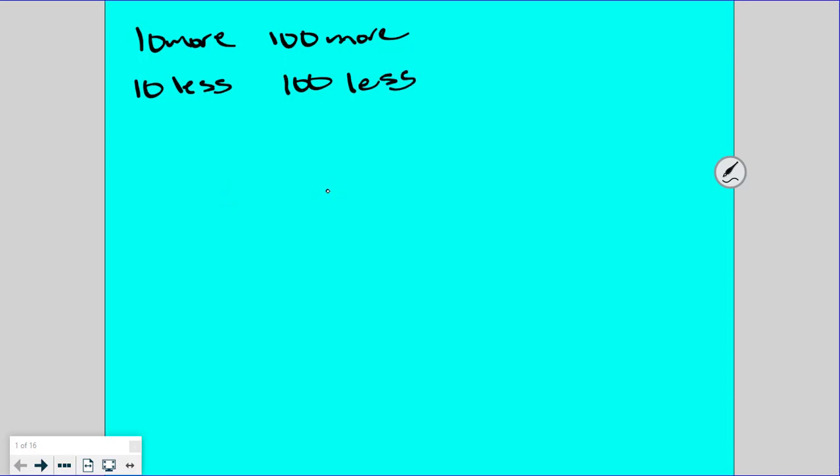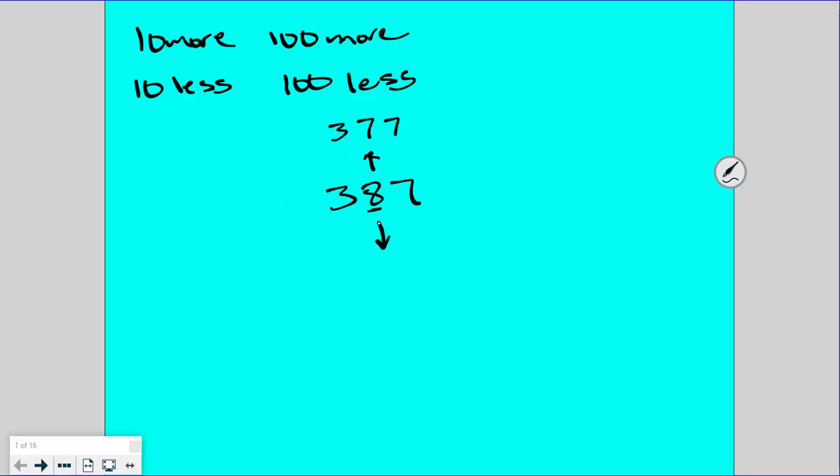So I'm going to pick a number. We'll just do a random number. Let's go 387, right? And so we're going to go, let's see, 10 less. Let's go put that up. So the number that's 10 less, we have to look at the number in the tens place. So 10 less is going to be a 7, right? And then all the other numbers stay the same. So the number that's 10 less is going to be 377.